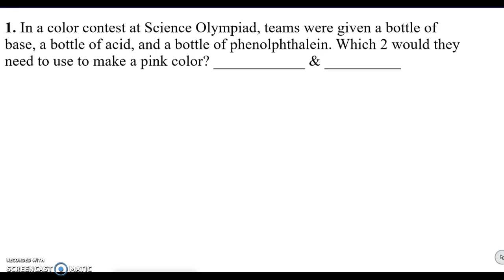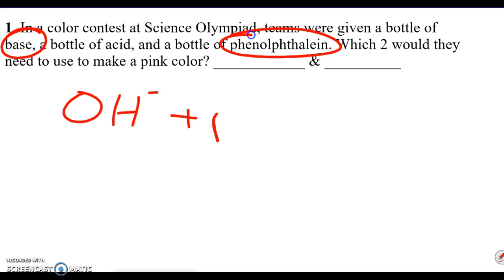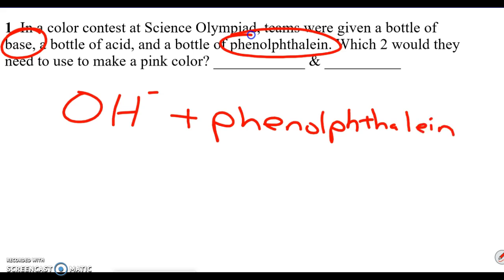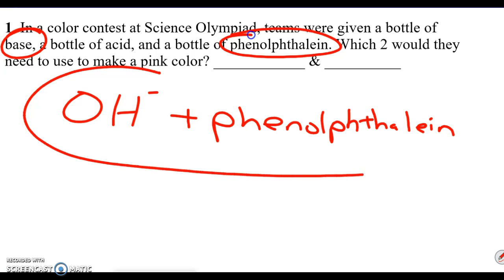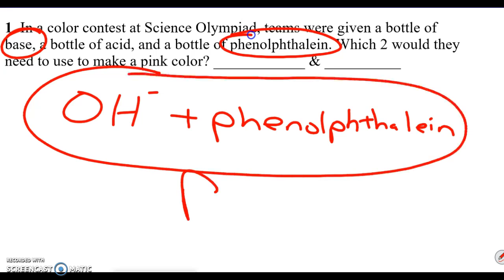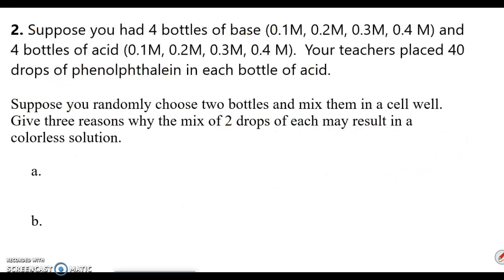You're on a Science Olympiad team. You're given a bottle of base, a bottle of acid, and a bottle of phenolphthalein. Which two would you use to make a pink color? Well, you would use the phenolphthalein. That is an indicator of base: when it turns pink, I would have base. So when hydroxide ion comes in contact with phenolphthalein, we get a pink color. When those two come in contact with each other, the whole thing turns pink. And that is on the cover of your unit pack.